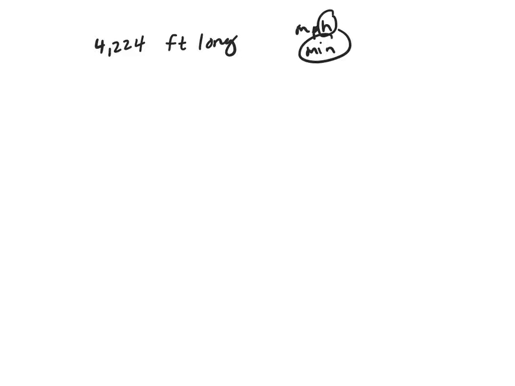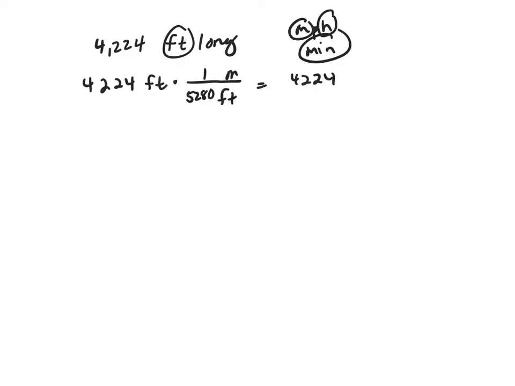So let's take... plus we're talking about miles, and this is feet. So let's take 4,224 feet, and let's change that to miles. So I need to multiply this by a factor where feet cancel, and I'm left with miles. And they tell us that 1 mile is 5,280 feet. Okay, so that's going to be 4,224 feet cancel over 5,280 miles.